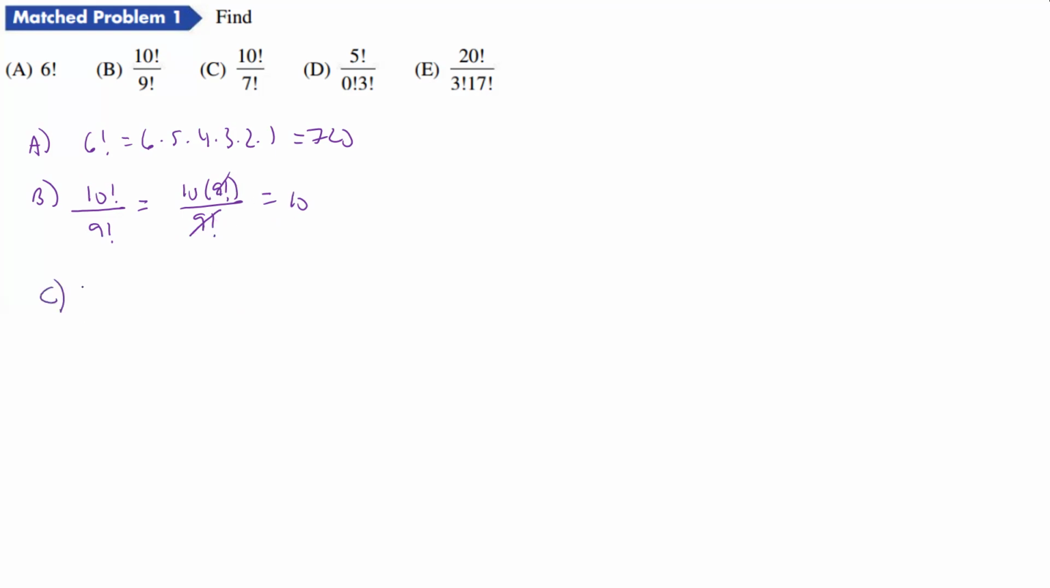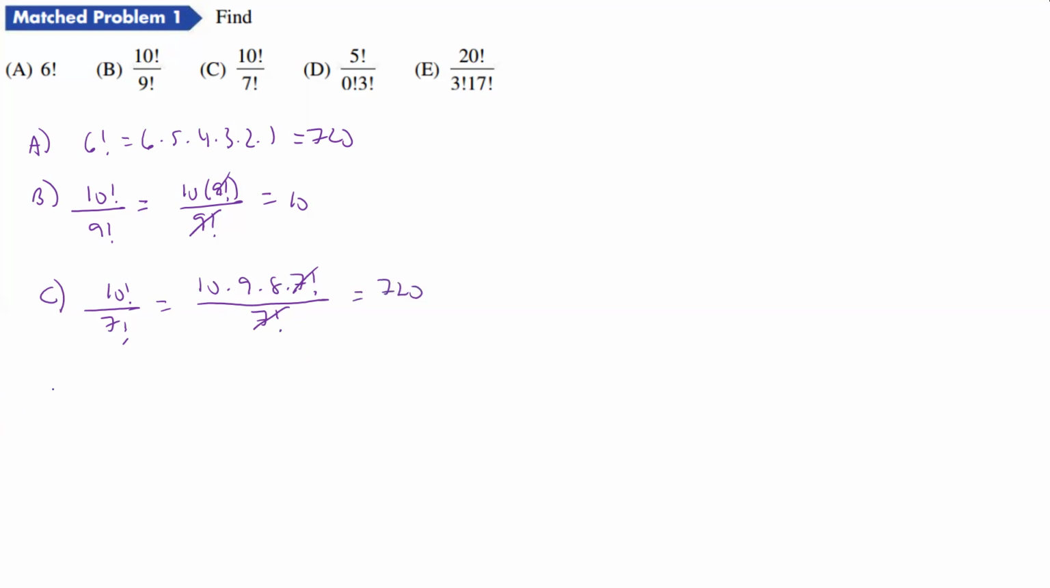C looks like it's going to be a similar kind of thing. Here we have 10 factorial over 7 factorial. Well, 10 factorial we can rewrite as 10 times 9 times 8 times 7 factorial all over 7 factorial. That cancels. Now we just have to take 72 times 10 and we get 720.